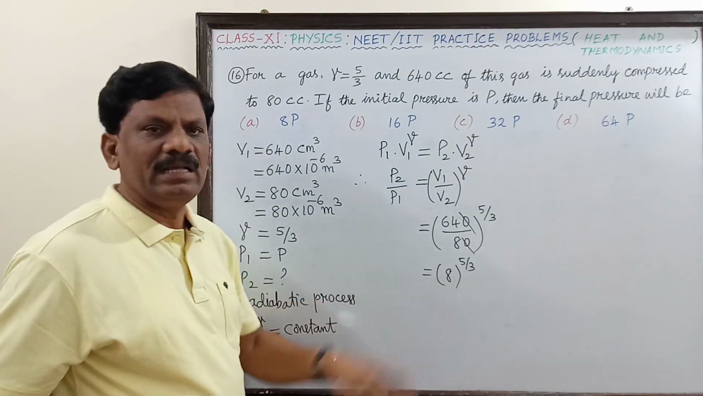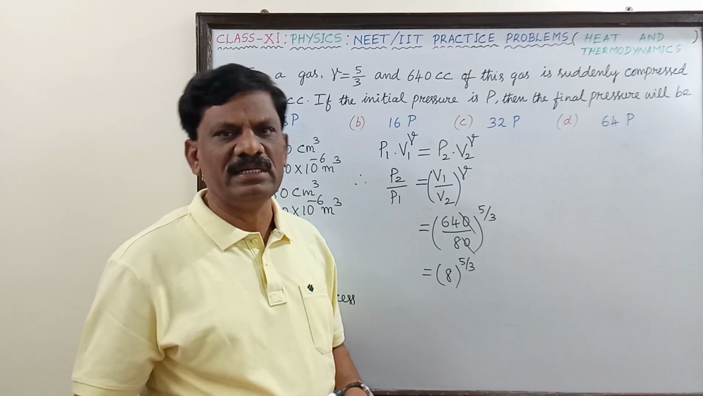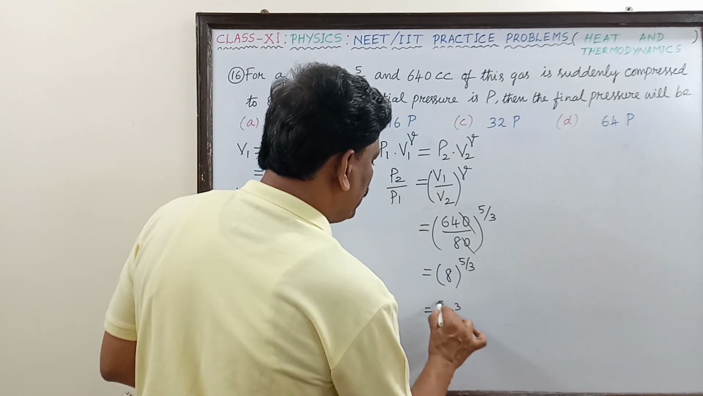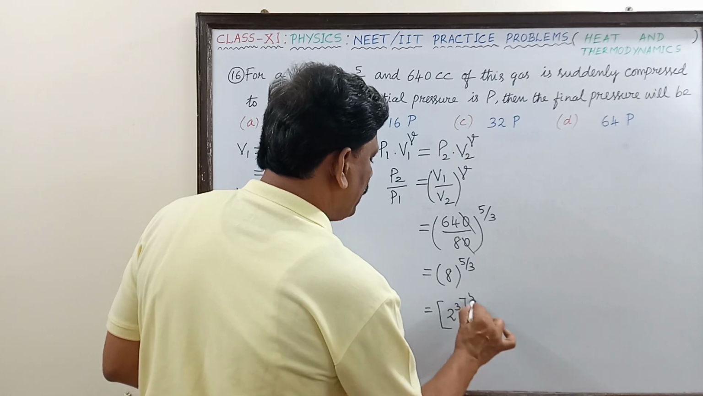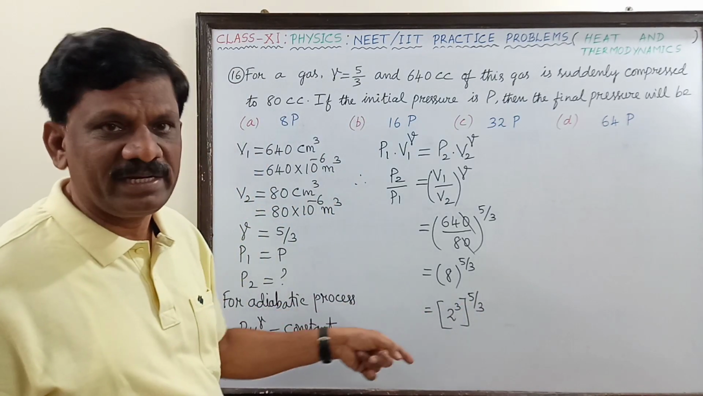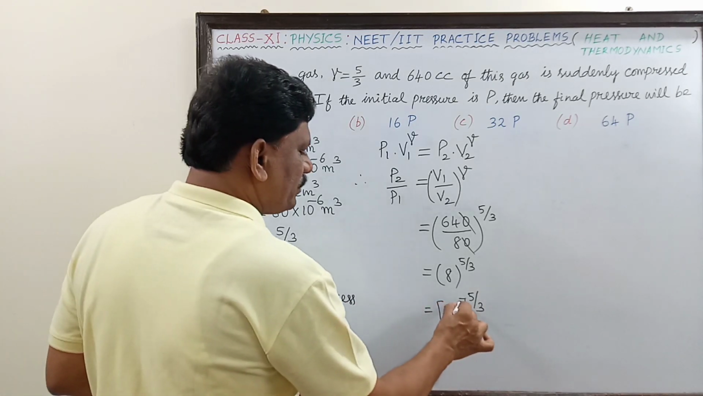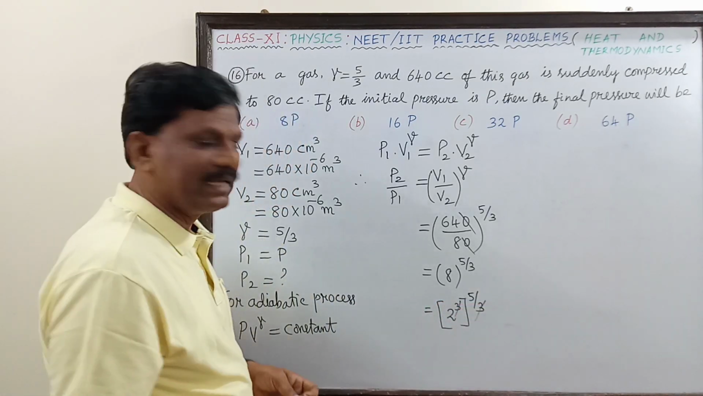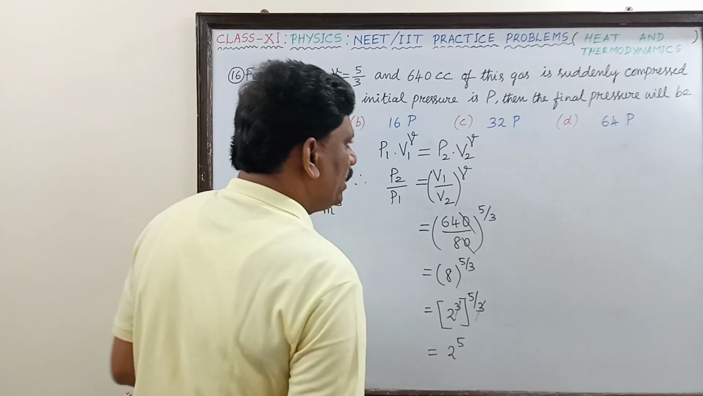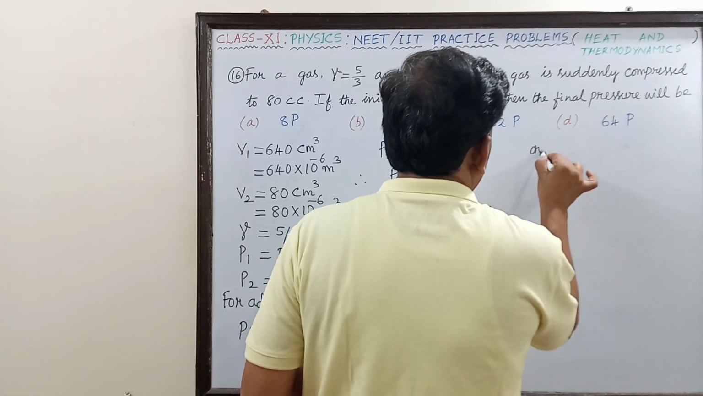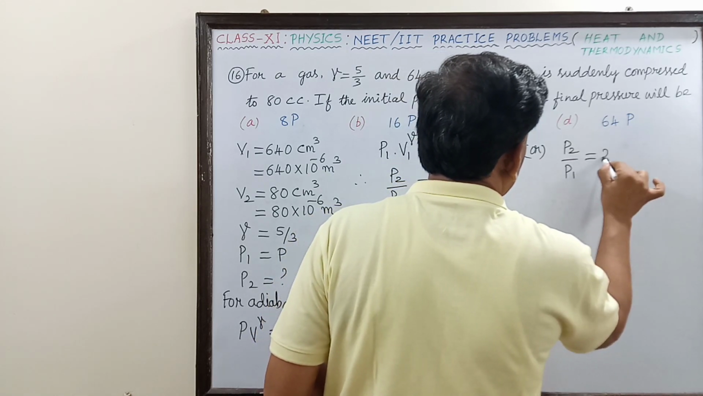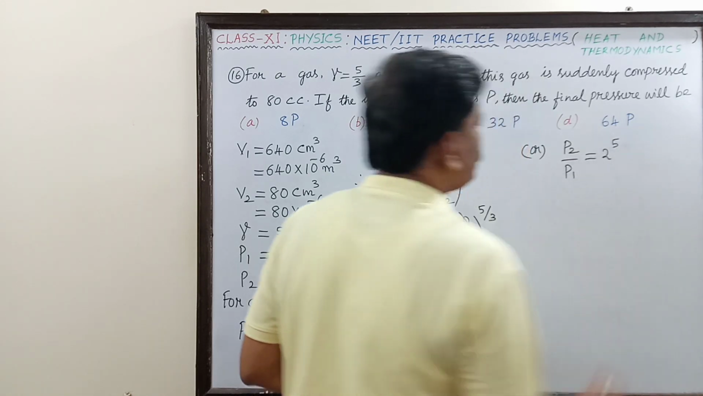Now 8 can also be written as 2 cube, is it not? So this must be equal to 2 cube whole to the power of 5 by 3. So mathematical steps here you are going to involve. The power 3 and 1 by 3 get cancelled, so this will be equal to 2 power 5. Or P2 by P1 is equal to 2 power 5.